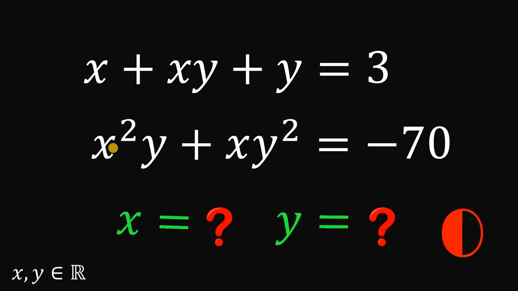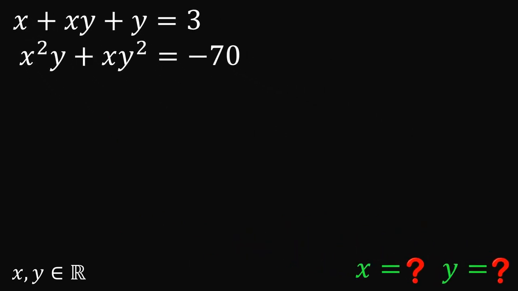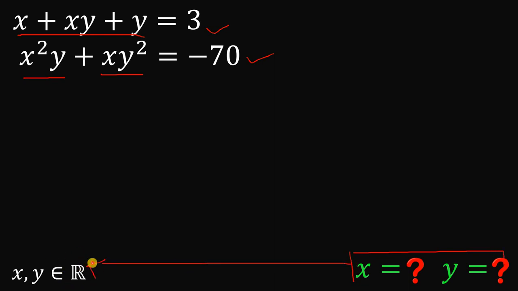And now, let's answer this question together. Alright, so, given these equations, x plus xy plus y equals 3 and x squared y plus xy squared equals negative 70, our goal is to solve for the real value of x and y. Take note that x and y here are real numbers.